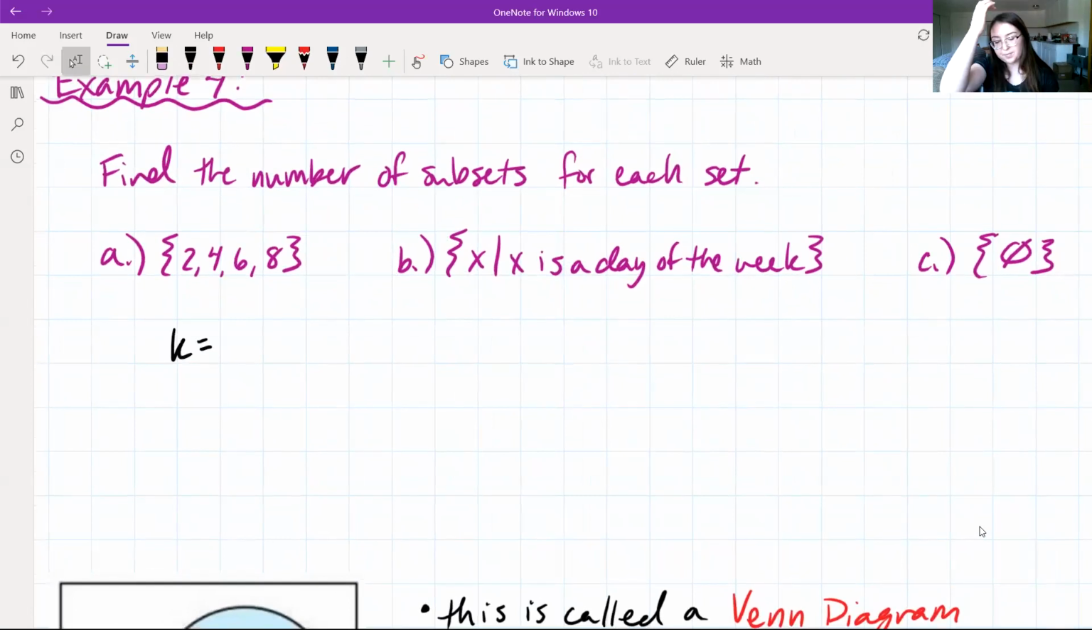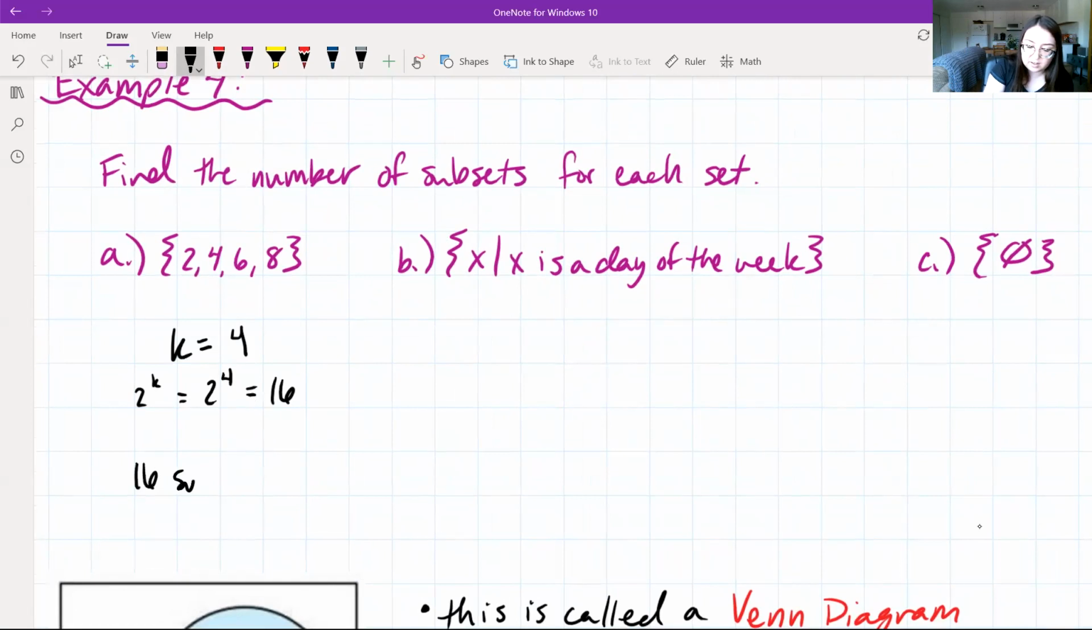So for part A, we see we had 2, 4, 6, and 8. Well, that's going to be 4 unique elements. So k is equal to 4. According to our property, we want 2 to the k as our number of subsets. So in this case, our number is 4. So we have 2 to the 4th power, 16. So we know we have 16 subsets.